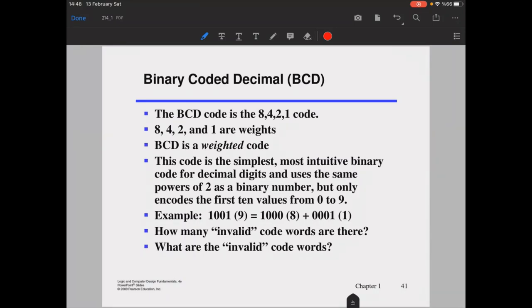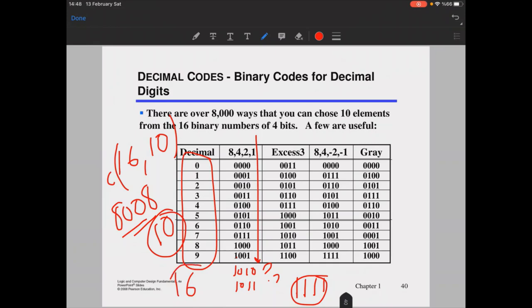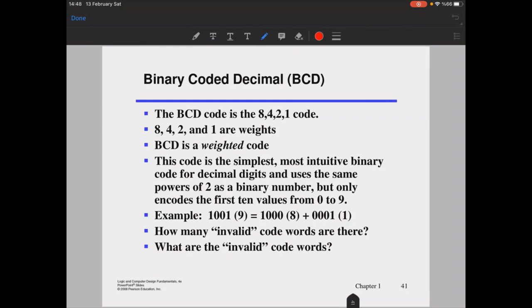Here, the BCD code is the most popular one. This is the simplest, and it can be used for arithmetic as well. But you should be careful that there are some invalid code words here, right? Like for this one, what about, for example, 1010? What about 1011? How many of these do we have here up to 1111? Since we have 10 symbols here, our capacity is 16. We have 6 unused, 6 invalid code words in our system.